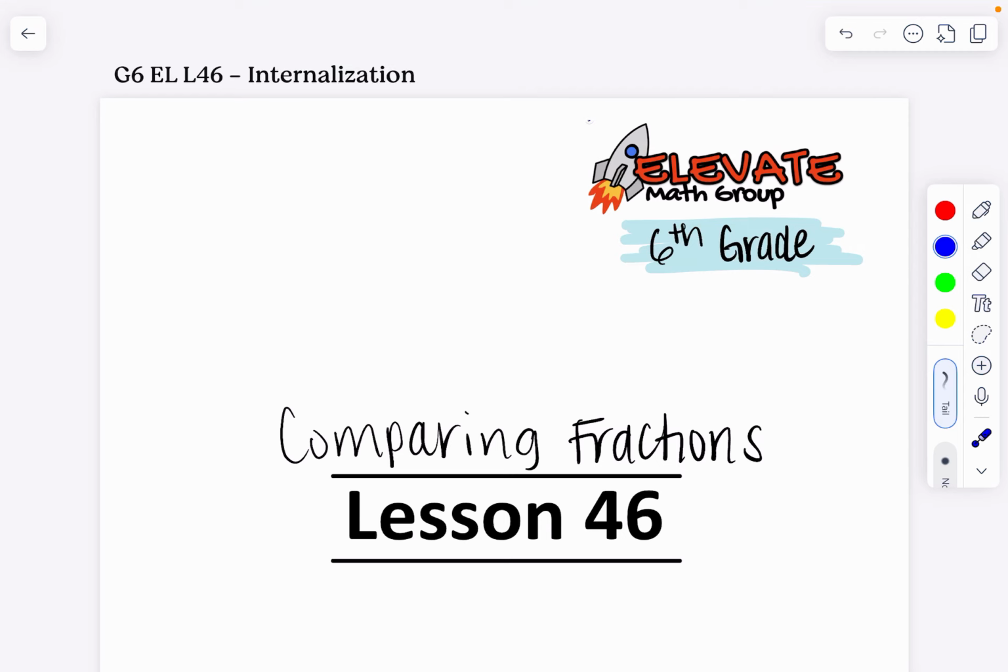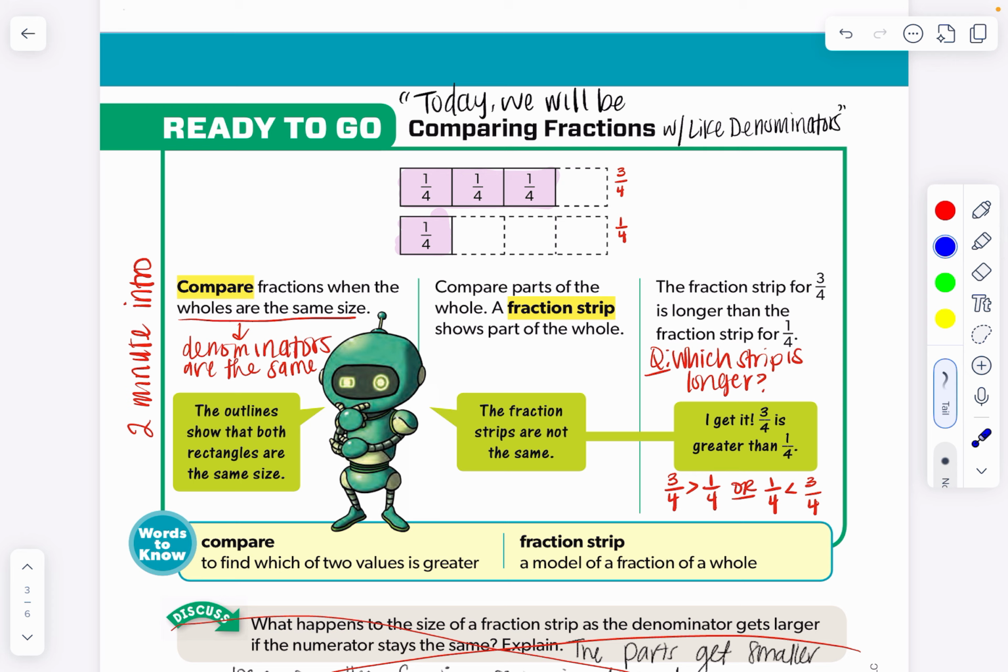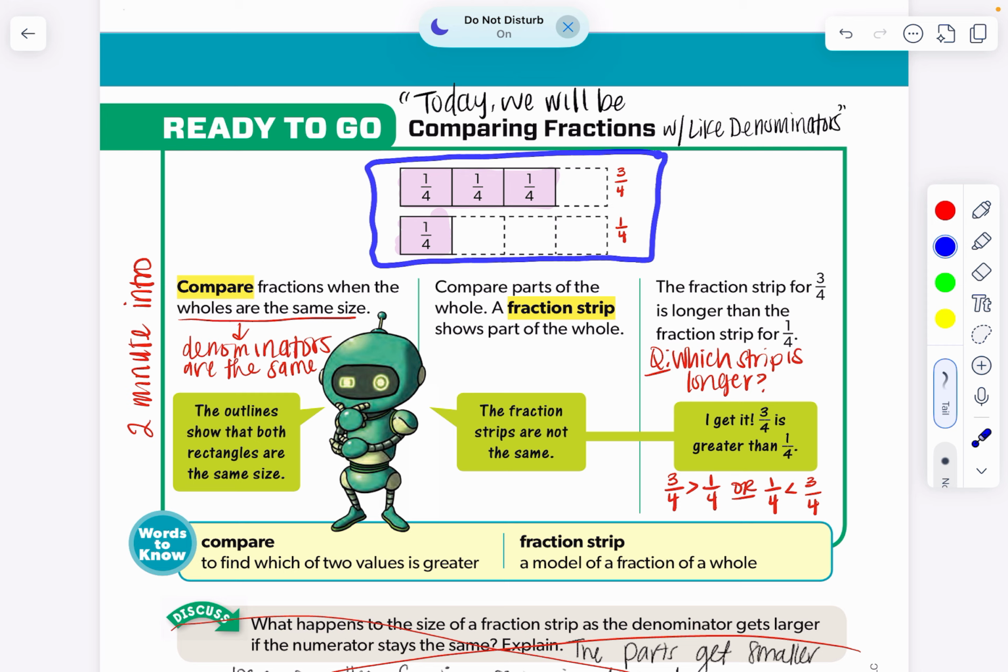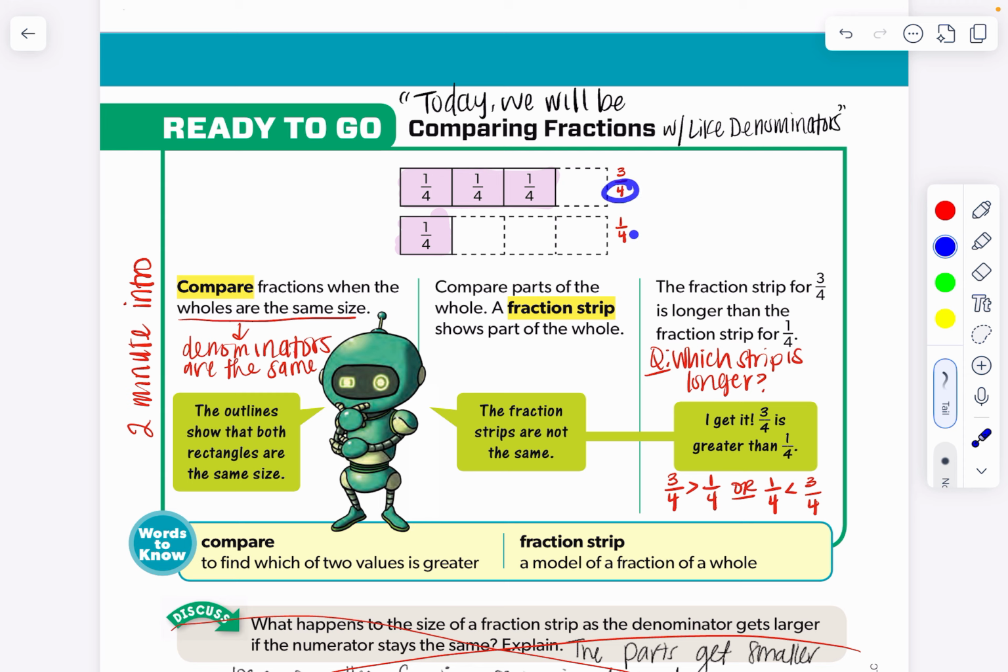Hi everyone, today for our 6th grade Elevate groups, students will be comparing fractions with like denominators using models. So for your introduction, students will be introduced to two different fraction models, one that shows 3/4 and the other that shows 1/4. Notice that they have the same denominators.